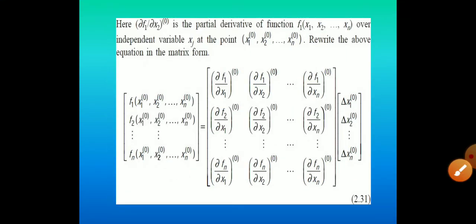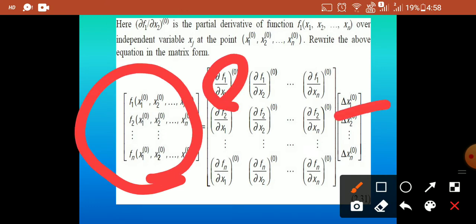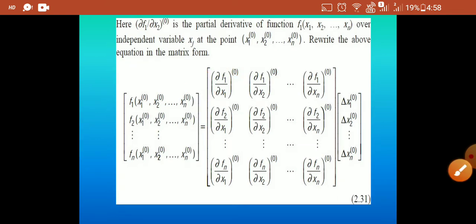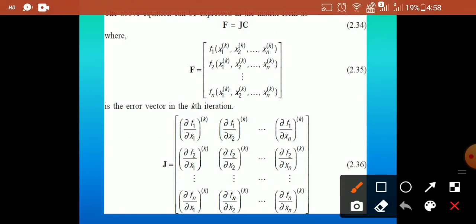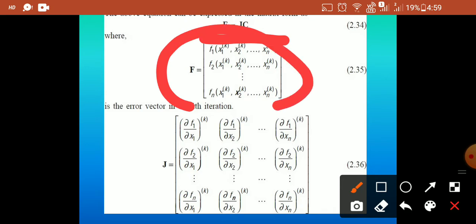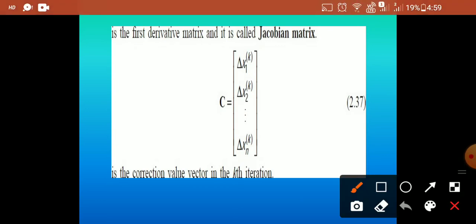Here the function f(x) should be equal to dou f by dou x times del x. After segregating this, dou f by dou x is the partial derivative of the function with respect to x, and this is the matrix format. After rewriting in matrix format, we get the final solution this way. This is the generalized form: F equals J into C, where F is the function, J is the matrix of partial derivatives, the Jacobian matrix, and C is the correction value in the kth iteration.